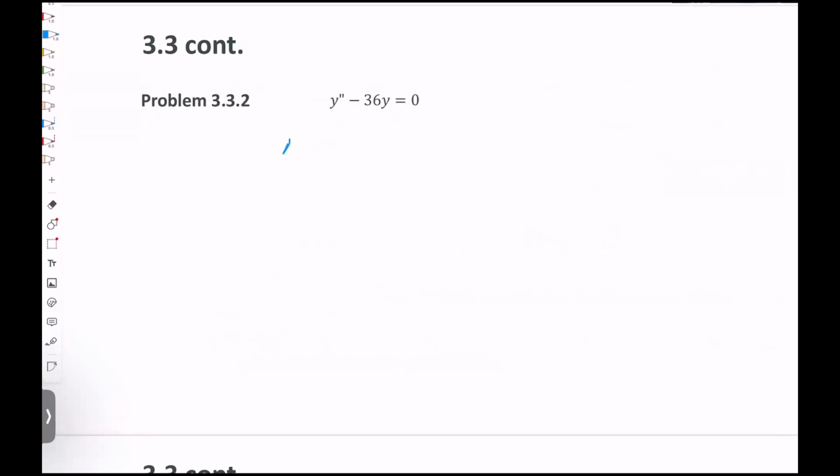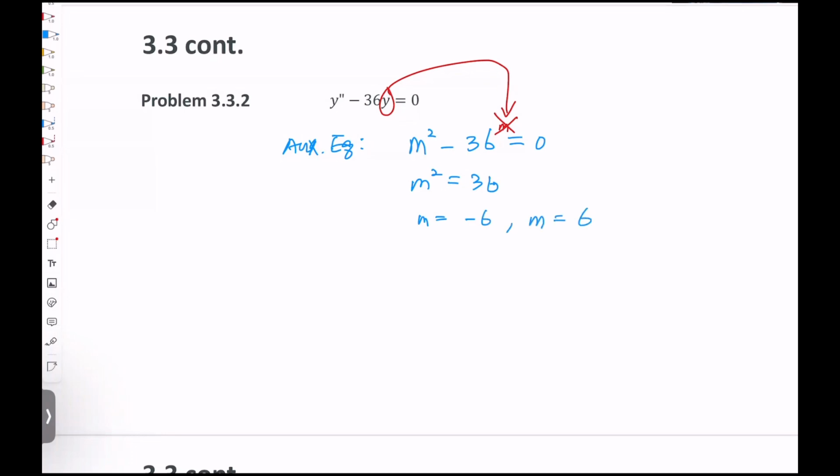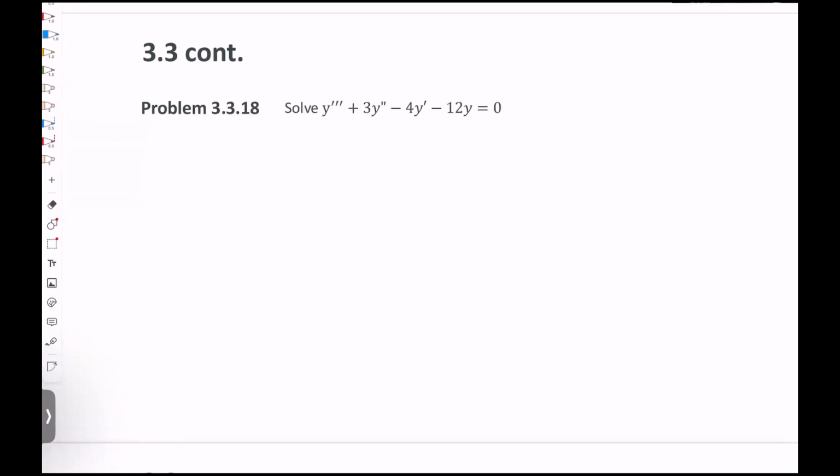Let's do this. For this, the auxiliary equation is m squared minus 36 equals 0. I'm going to repeat that again: you don't want to write m here. Double prime for the square, no prime, no m. Then m squared equals 36, m equals -6, and m equals +6. They are different. Therefore, the solution is going to be c1 e to the -6x plus c2 e to the +6x. And 3.3.18 is going to be the same.